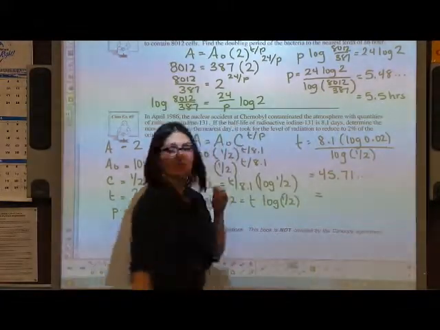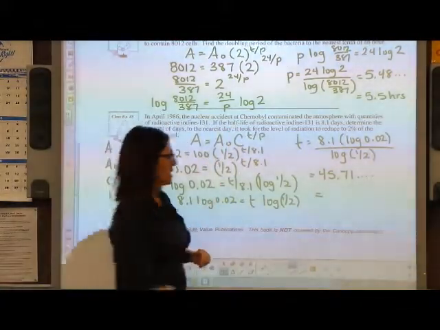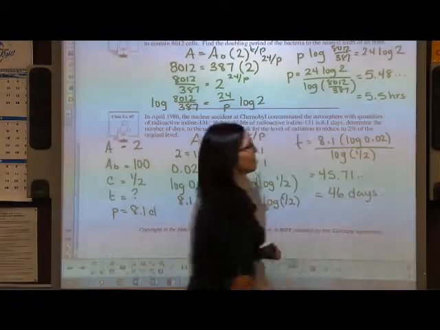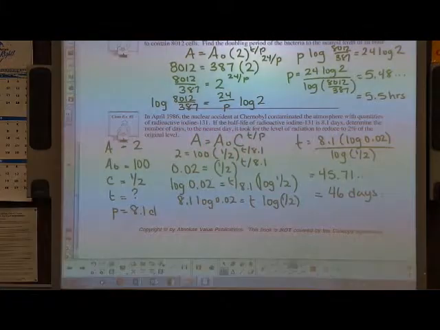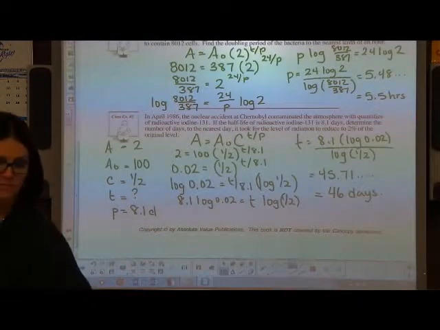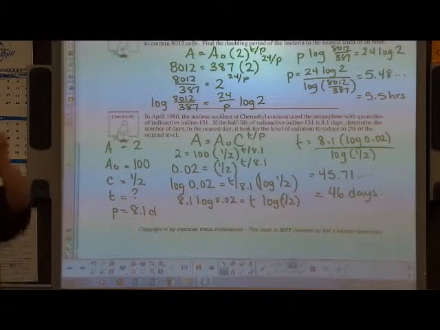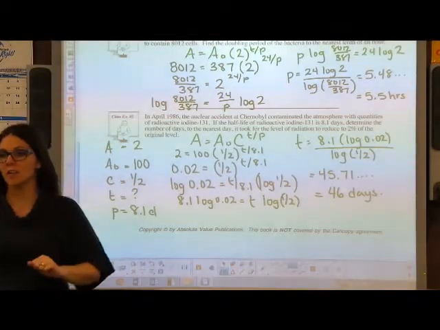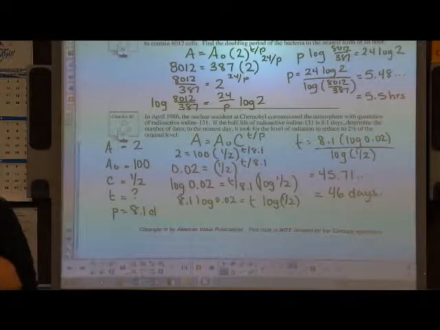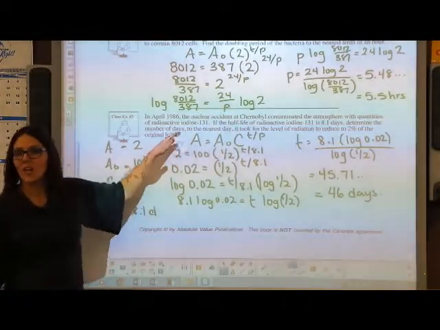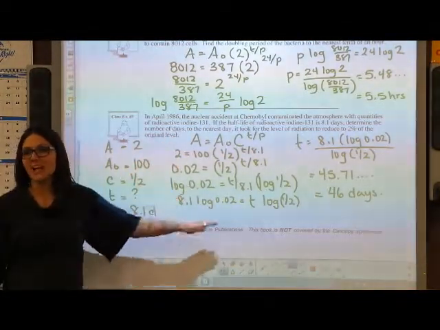So how many days? 46 days. Will the level of radiation ever equal 0? No. Remember, exponential equations get to the axis but never actually cross the axis. So the value will never equal 0, which means that after a nuclear accident of this level, the level never actually gets to nothing.